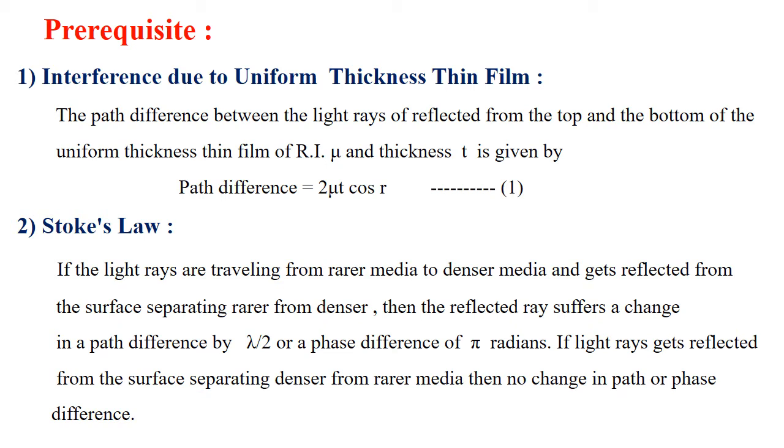The second thing is Stokes law, which we have also studied before. It tells us that if the light ray is traveling from the rarer to the denser medium, and it gets reflected from the surface which separates the rarer from the denser, then the reflected light suffers an additional change in path difference of lambda by 2, or a phase difference of pi radians. But if the light is traveling from the denser medium to the rarer medium, and it gets reflected from the surface separating the denser from the rarer, then no change in the path difference or phase difference takes place.